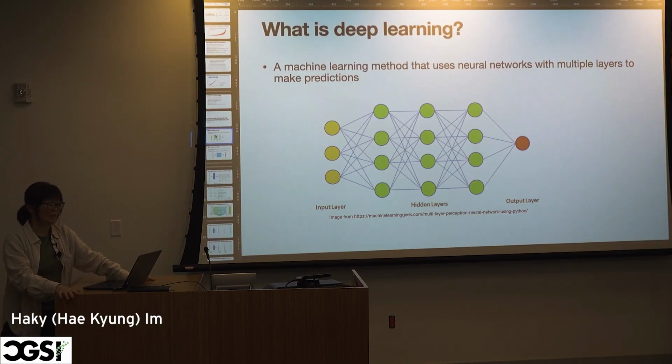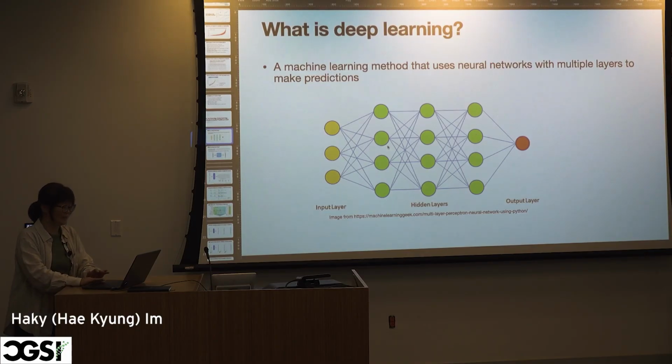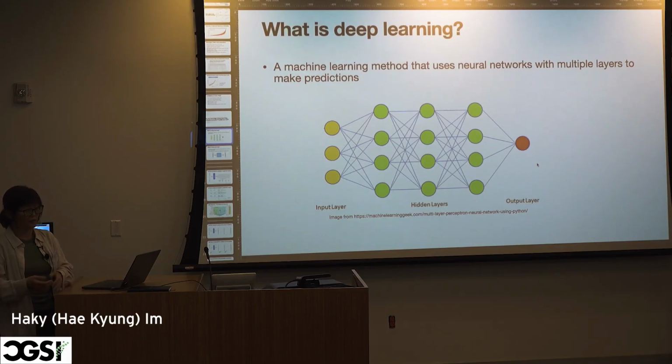So, probably you know what this is, but let me go over it for those few who don't. So what is deep learning? It's a machine learning method that uses neural networks with multiple layers. It's deep because you have many layers. You have the input layer, that's the input data, your X, and then the output layer, your Y, the thing you want to predict, and in the middle you have a bunch of hidden layers.